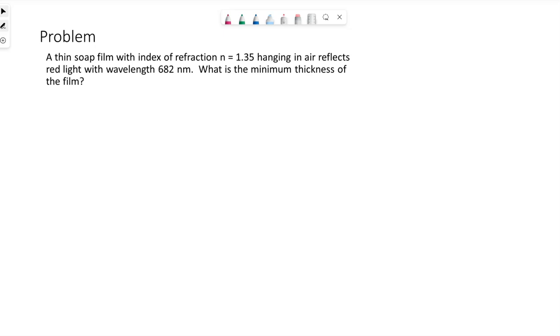We have an example problem here. A thin soap film with index of refraction n equals 1.35 hanging in air reflects red light with wavelength 682 nanometers. What is the minimum thickness of the film? So a thin soap film, this is essentially a bubble.